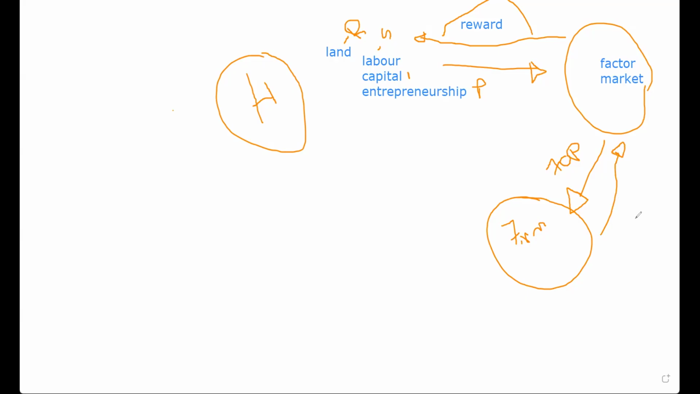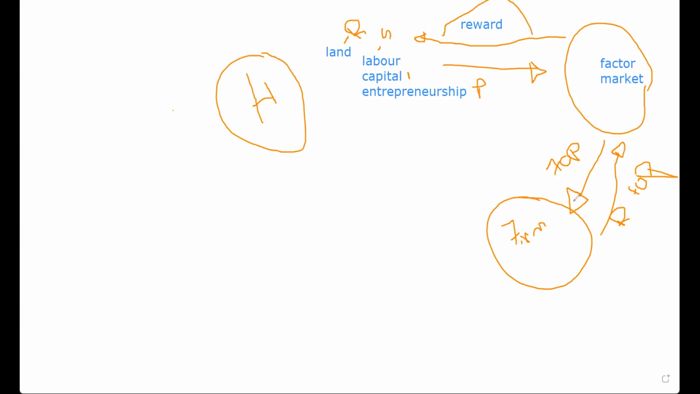So the factor market will receive a remuneration for the factors of production in the form of rent for land, profits for entrepreneurship, interest for capital, and salary or wage for labor. The firm also pays the factor market. The factor market is just there to be a middleman between the firm and the households, because the factor market only collects the factors of production from the households and then provides them to the firm.